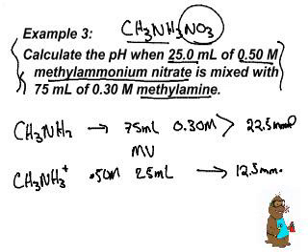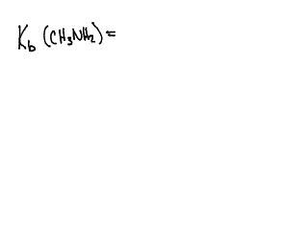Now, do we have a buffer? We do. So with a buffer, we can use the Henderson-Hasselbalch. So we now have our numbers, 12.5 and 22.5. Now, we do have a particular instance. So when you look in the table in the back of your book, we can look up the Kb of methylamine, CH3NH2. And that value is what from your book? It is 4.38 times 10 to the negative 4.